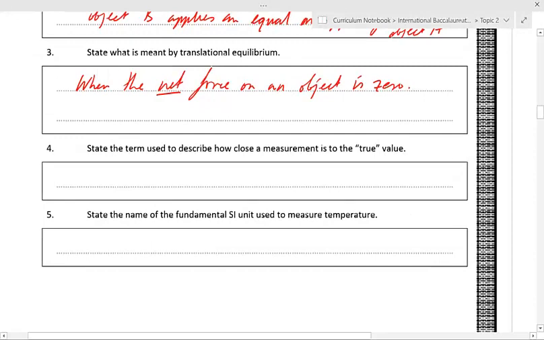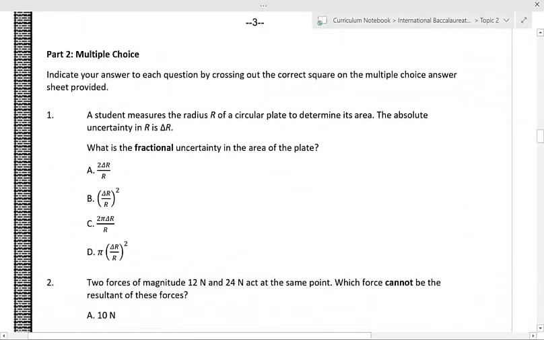Then we had state the term used to describe how close a measurement is to the true value, and the term for that is accuracy. The name of the fundamental SI unit used to measure temperature is Kelvin. Okay, and then we have the multi-choice questions.